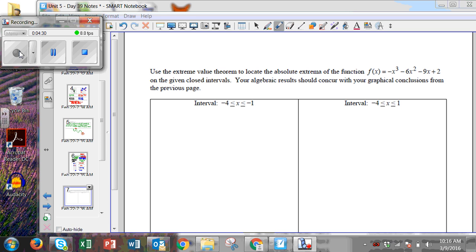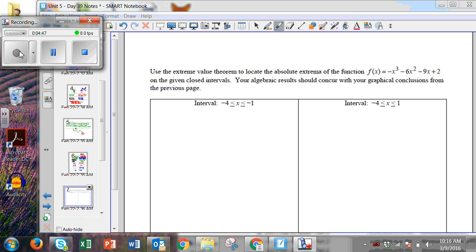All right, so what are we going to do? We're going to use the extreme value theorem to locate the absolute extrema of the function on the given closed interval. So the first one's from negative 4 to negative 1. The next one's from negative 4 to 1. So these algebraic results should match up with what we just did on the previous page, looking at the graph.